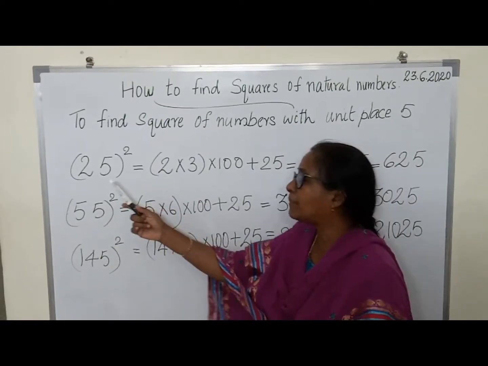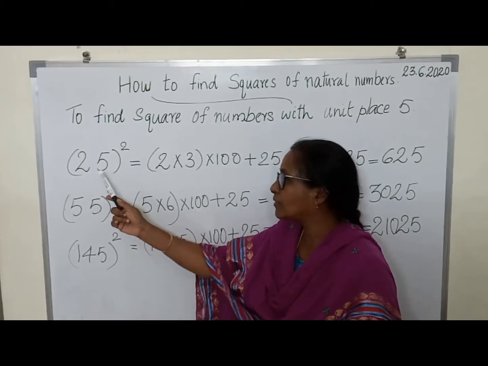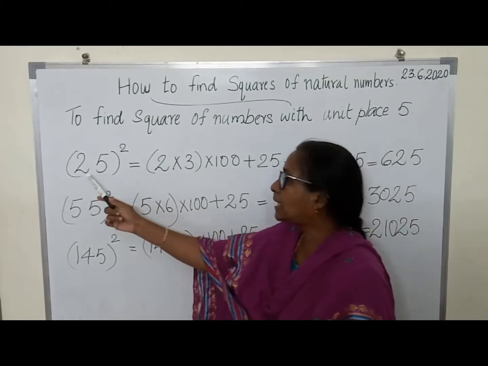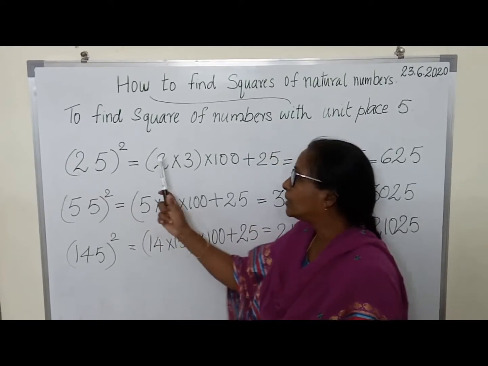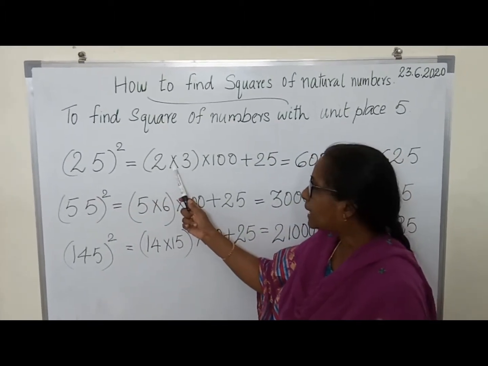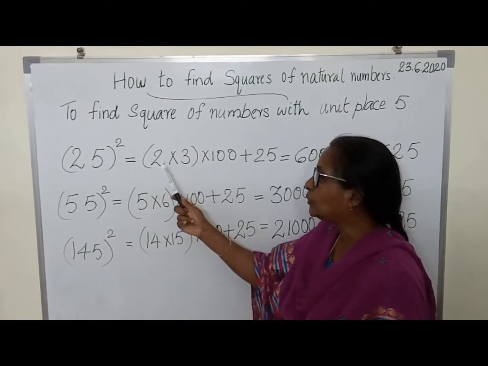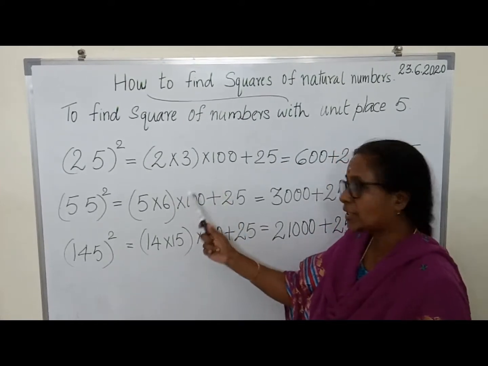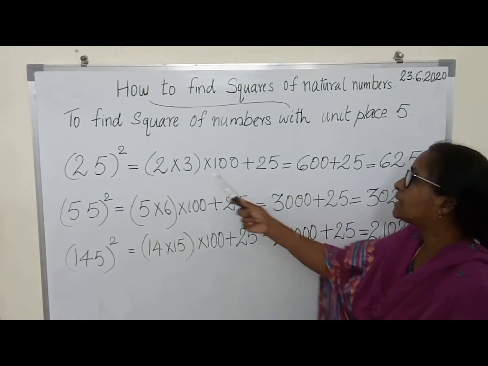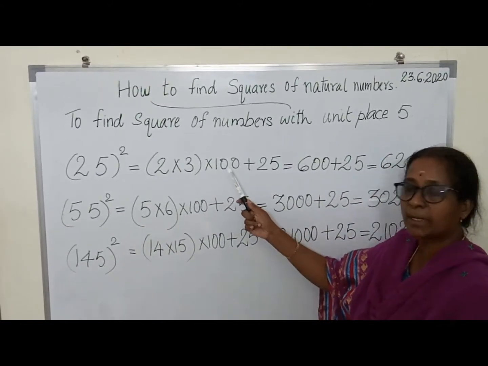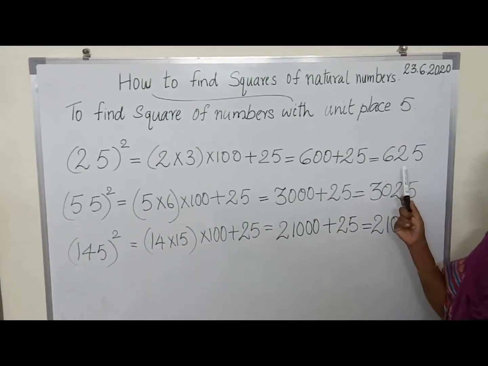Now let us see the examples. 25 square. So this number ends with 5. What we have to do is take this digit or the digits other than the unit place. That is 2. First you write 2. Multiply it with 1 more than this number. What is 1 more than 2? 3. So 2 3s are 6. Multiply it by 100 and then add 25. That is 2 3s are 6. 6 multiplied by 100 is 600 plus 25, which is equal to 625.